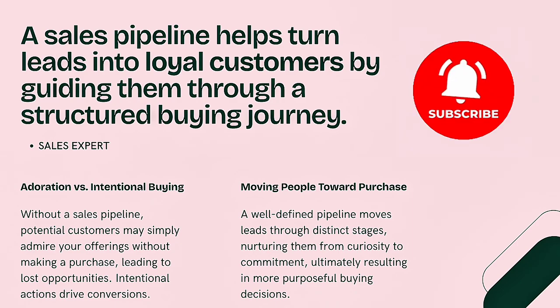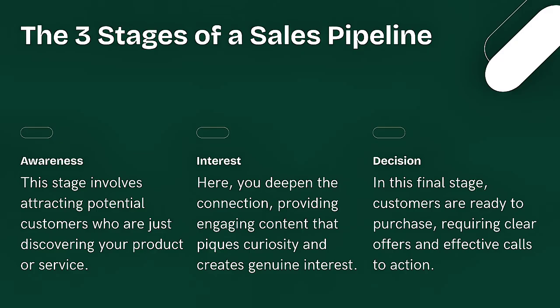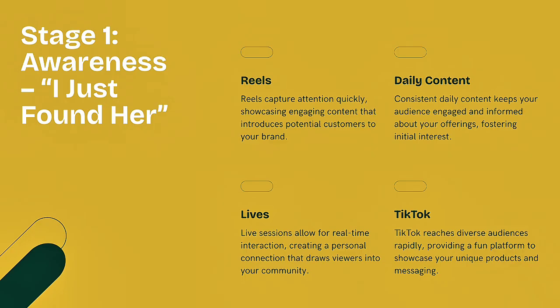So what does a sales pipeline really mean? Your pipeline is made up of 3 simple stages. Number 1, awareness. Awareness is like, "I just discovered her." This is where people find your content for the first time. And this happens through your daily content, Reels, Lives, TikTok, Pinterest, your friends sharing you, your WhatsApp status updates, a simple comment you drop on other posts.